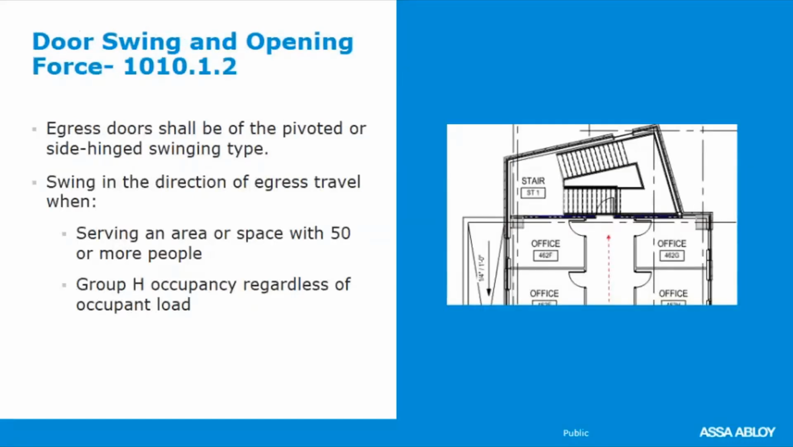Egress doors shall be of the pivoted or side hinge swinging type unless by exception, and there are many exceptions, but we'll be talking about swinging doors today. And they need to swing in the direction of egress or swing out of the room or space when serving an area of 50 or more people, regardless of occupancy type, and Group H, high hazard occupancy, regardless of the occupant load.